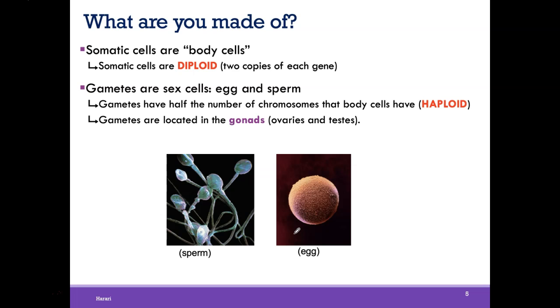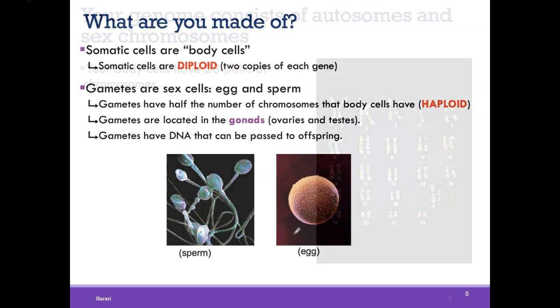Gametes are located in the gonads, which are ovaries in females and testes in males. And gametes have the DNA that can be passed on to offspring. So it's only the DNA in sperm and egg that get passed to the next generation.